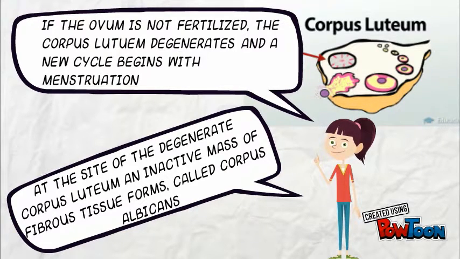At the site of the degenerated corpus luteum, an inactive mass of fibrous tissue forms, called corpus albicans.